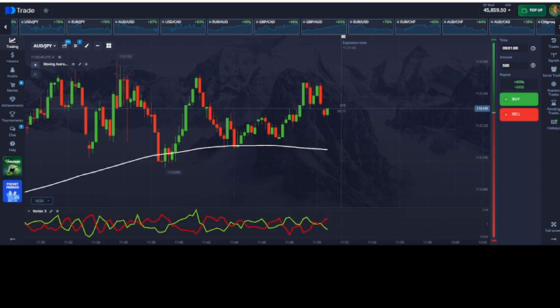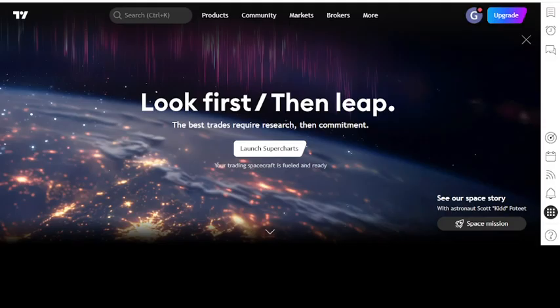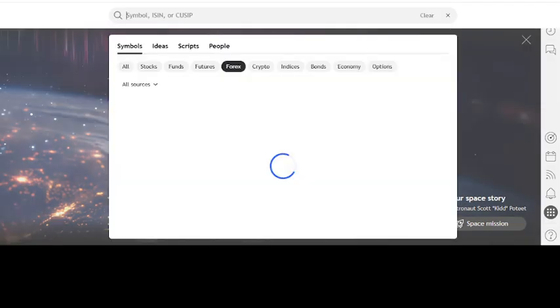All right, so what I'm going to do now is I'm going to go to TradingView here, tradingview.com. All right, so this is the user interface of tradingview.com. I've already signed into my account here. So what we're going to do is go to the search bar here and type in Aussie dollar Japanese yen.